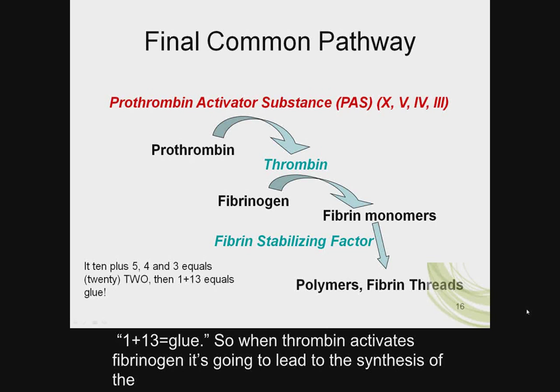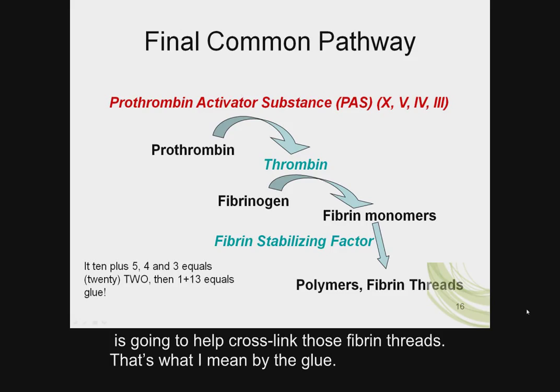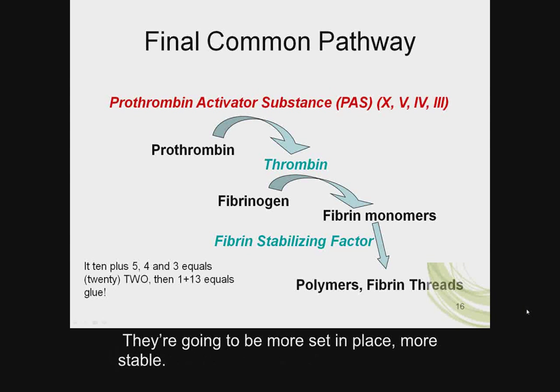So when thrombin activates fibrinogen, it's going to lead to the synthesis of fibrin threads. Factor 13, fibrin stabilizing factor, which comes from platelets, is going to help cross-link these fibrin threads. That's what I mean by the, quote, glue. They're going to be more set in place, more stable, these fibrin threads.